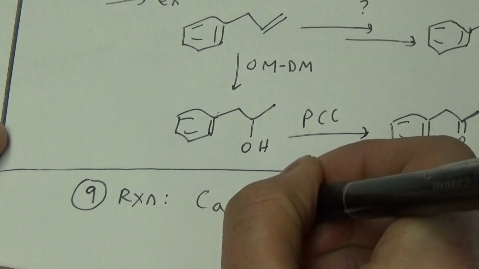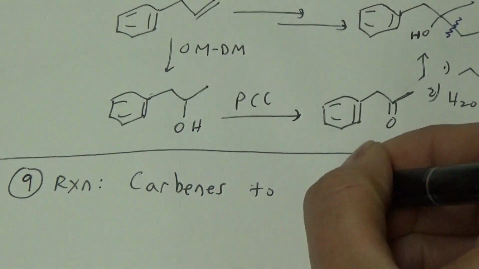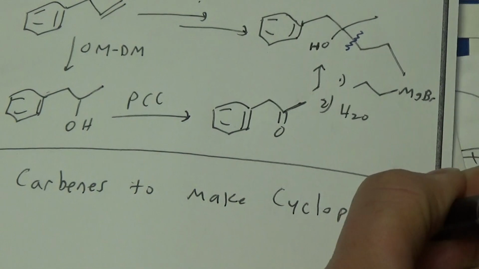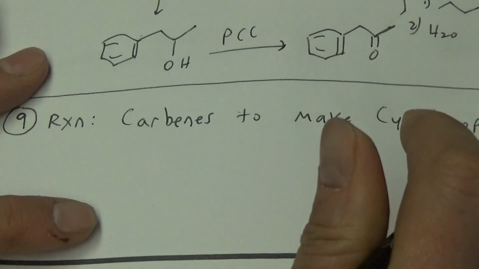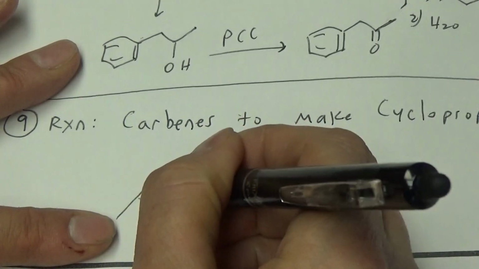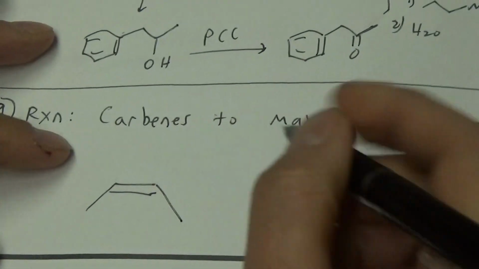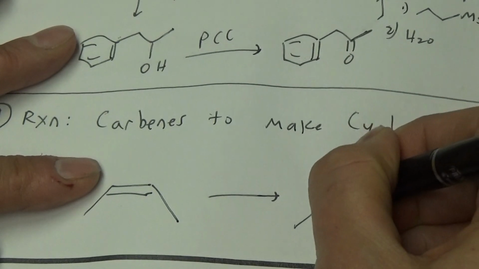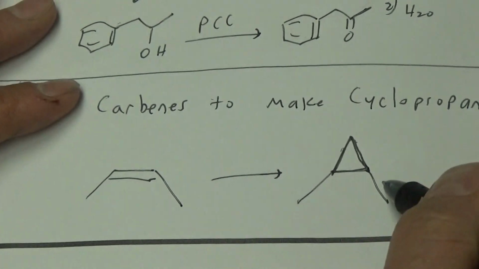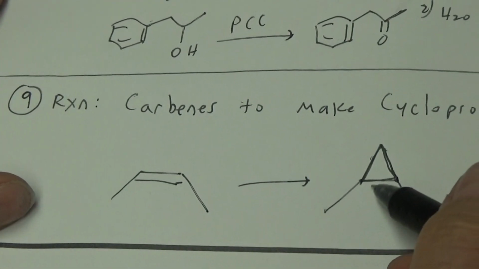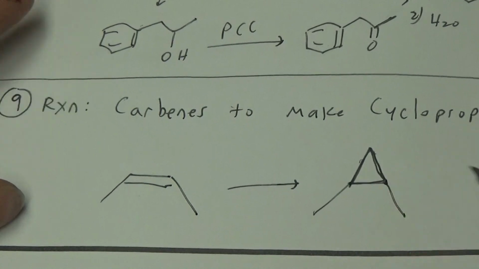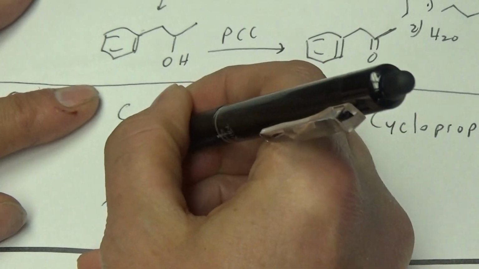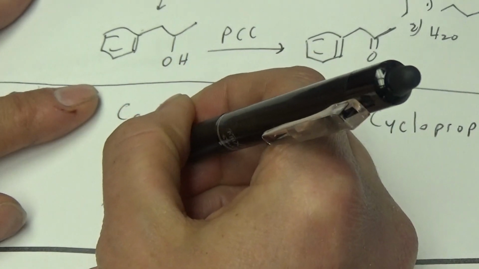Carbenes to make cyclopropanes. The gist of it is that if you have an alkene and you react it with certain things, you can make cyclopropanes, which are really weird molecules, because they're very strained. Cyclopropanes are really strained. I'll show the basic gist. This won't be on the quiz or anything.